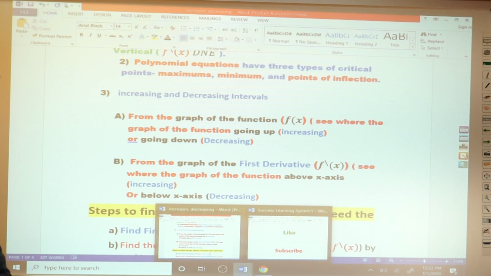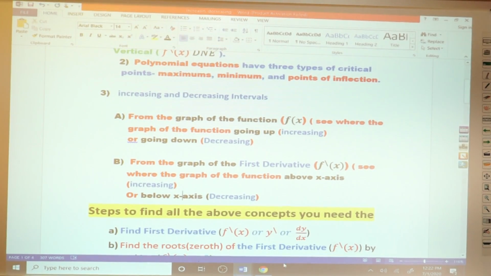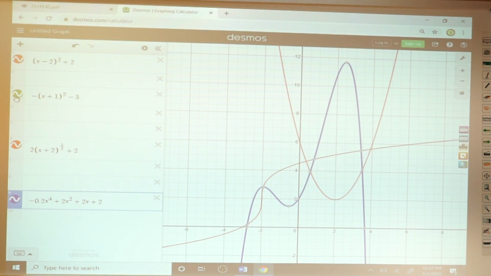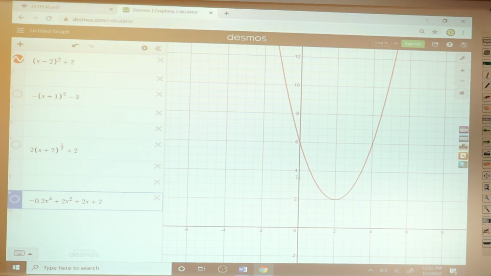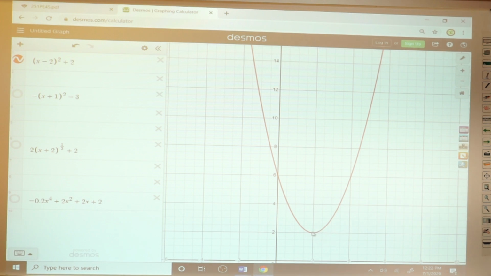I have some graphs here for f of x. Let me just take this one. We have only this graph, right? If they ask you to find where this graph is increasing, where decreasing, and what the minimum or maximum values, the extreme values are. I'm gonna take this point, which is (2, 2).